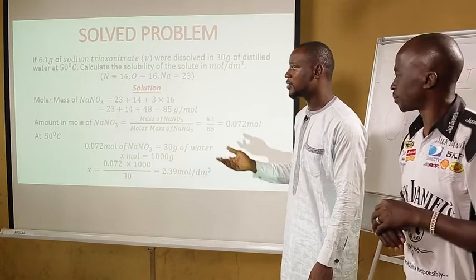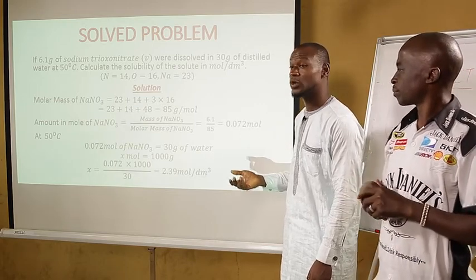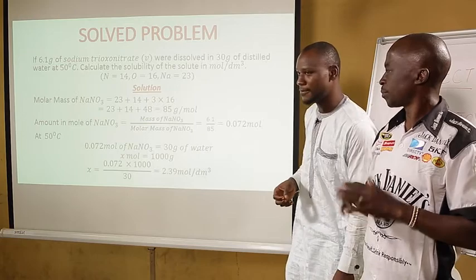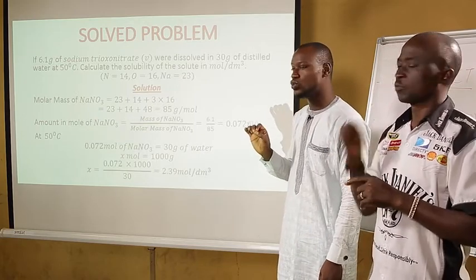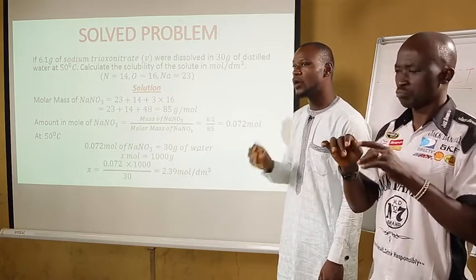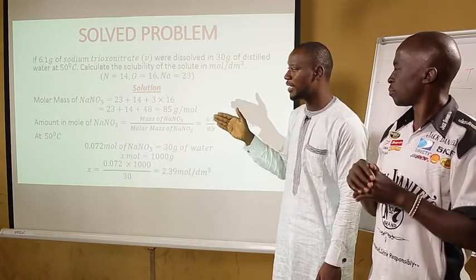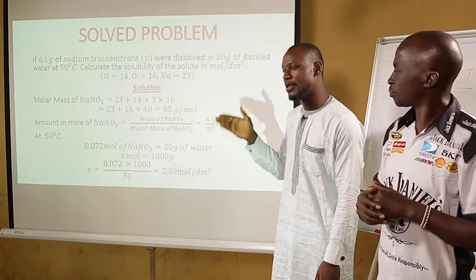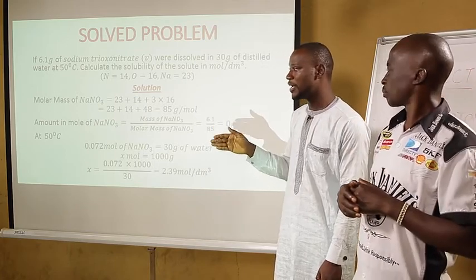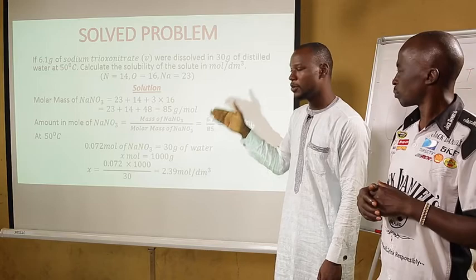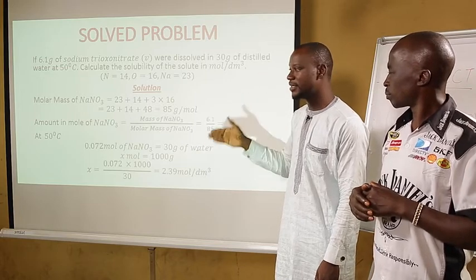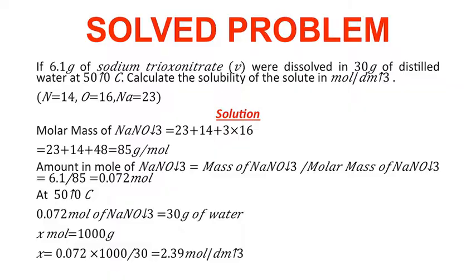The masses are given: nitrogen is 14, oxygen is 16, and sodium is 23. Now, solution. The first thing that you are expected to do is to calculate the molar mass of the given salt. If the salt is sodium trioxonitrate(V), that is NaNO3. The mass will be 1 sodium plus 1 nitrogen plus 3 oxygen. That is, substitute the masses of nitrogen, sodium, and oxygen. You have 23 plus 14 plus 3 times 16.